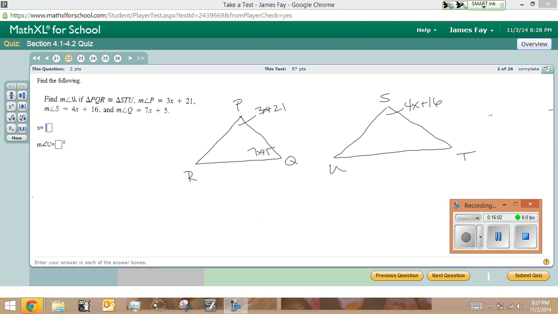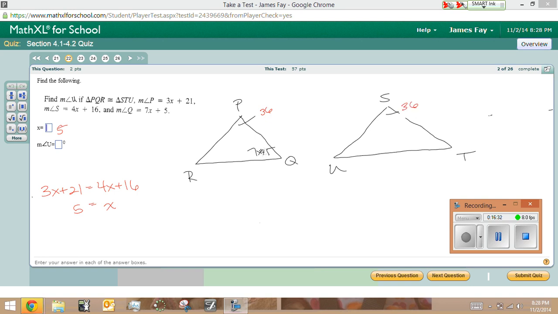While looking at things, the relationship that I know is that those two angles there, because they're corresponding in congruent triangles, those two things must be equal. So 3x plus 21 equals 4x plus 16. I'll subtract 3x from both sides. I'll subtract 16 from both sides to get x to be 5. Now if x is 5, this angle here is 15 plus 21, which is going to be 36. Also makes this angle 36.